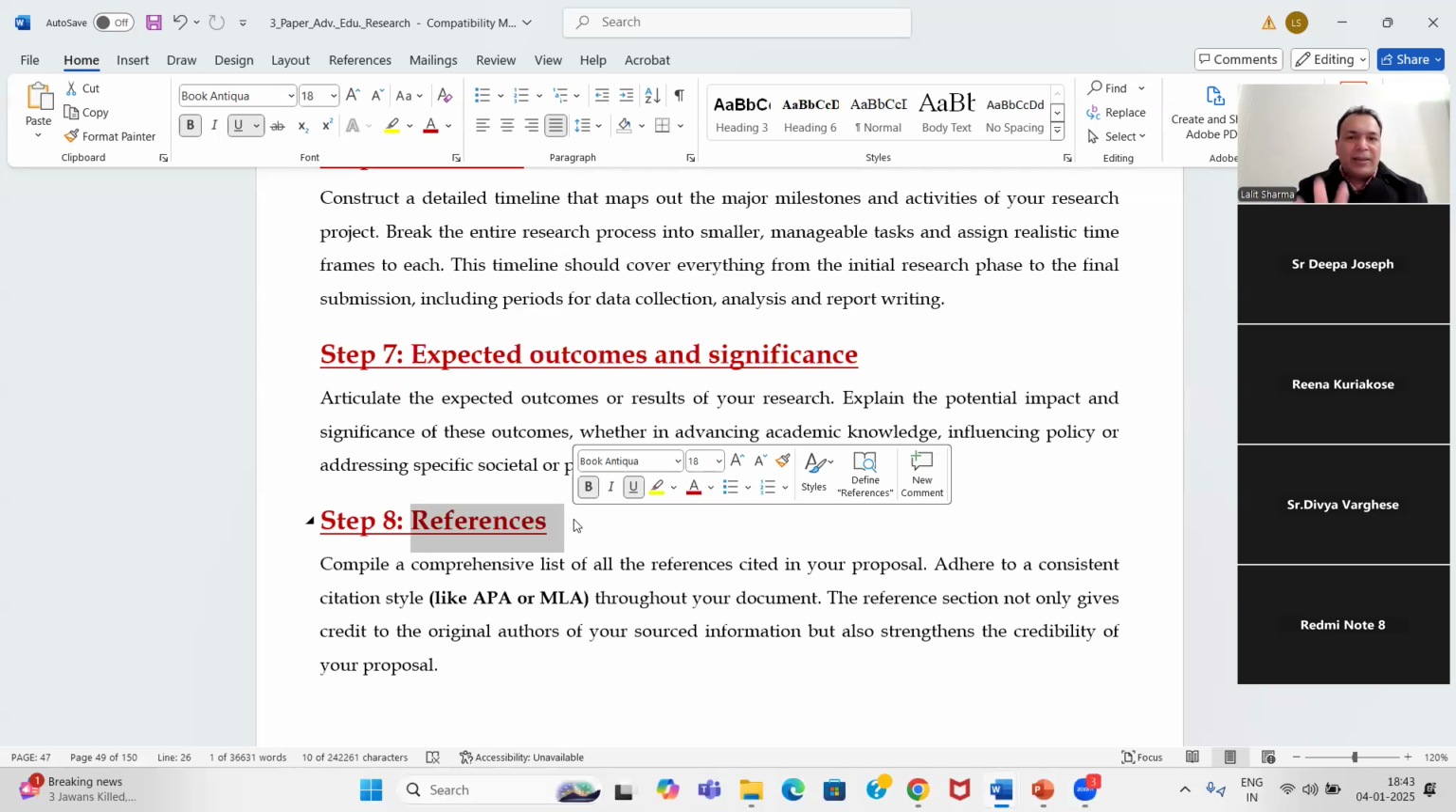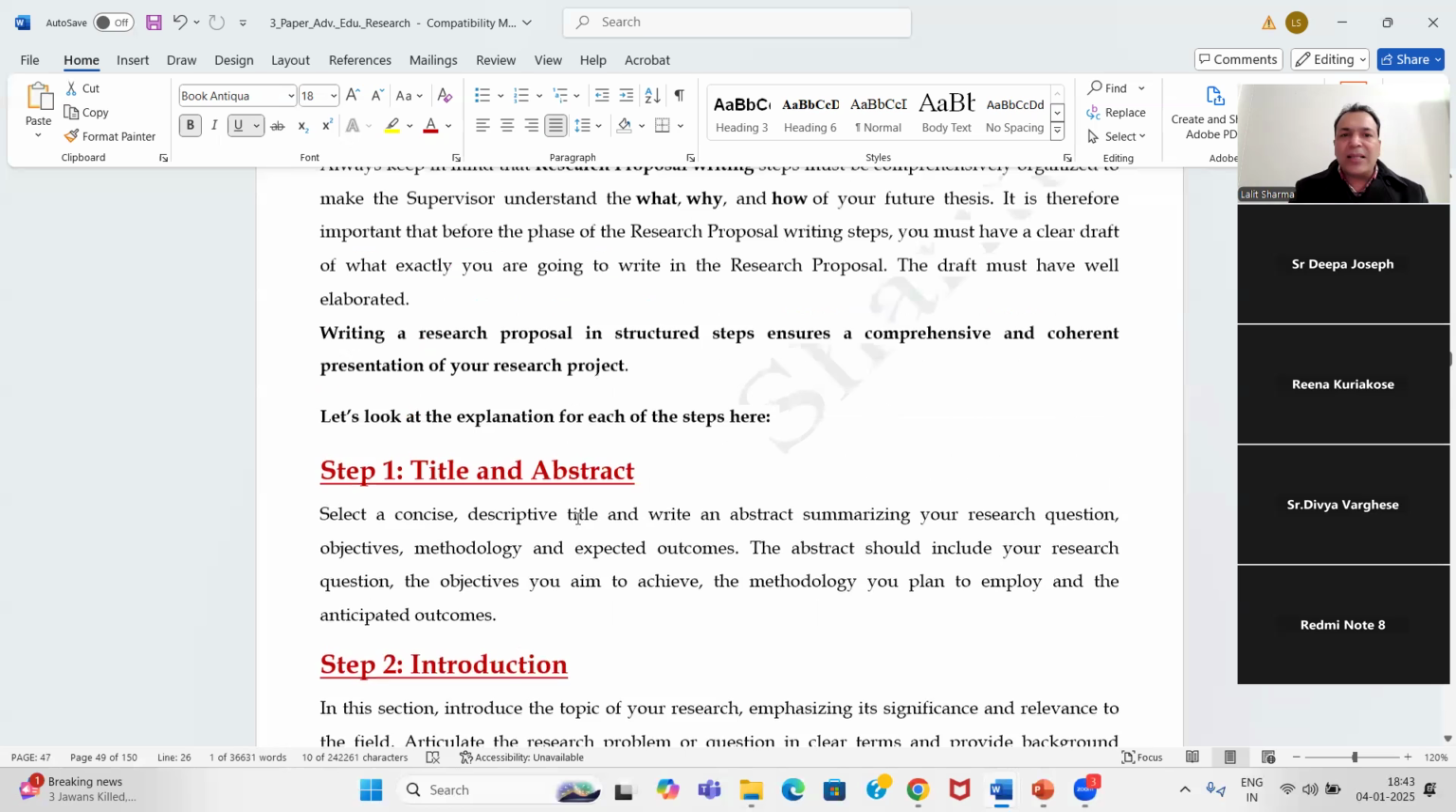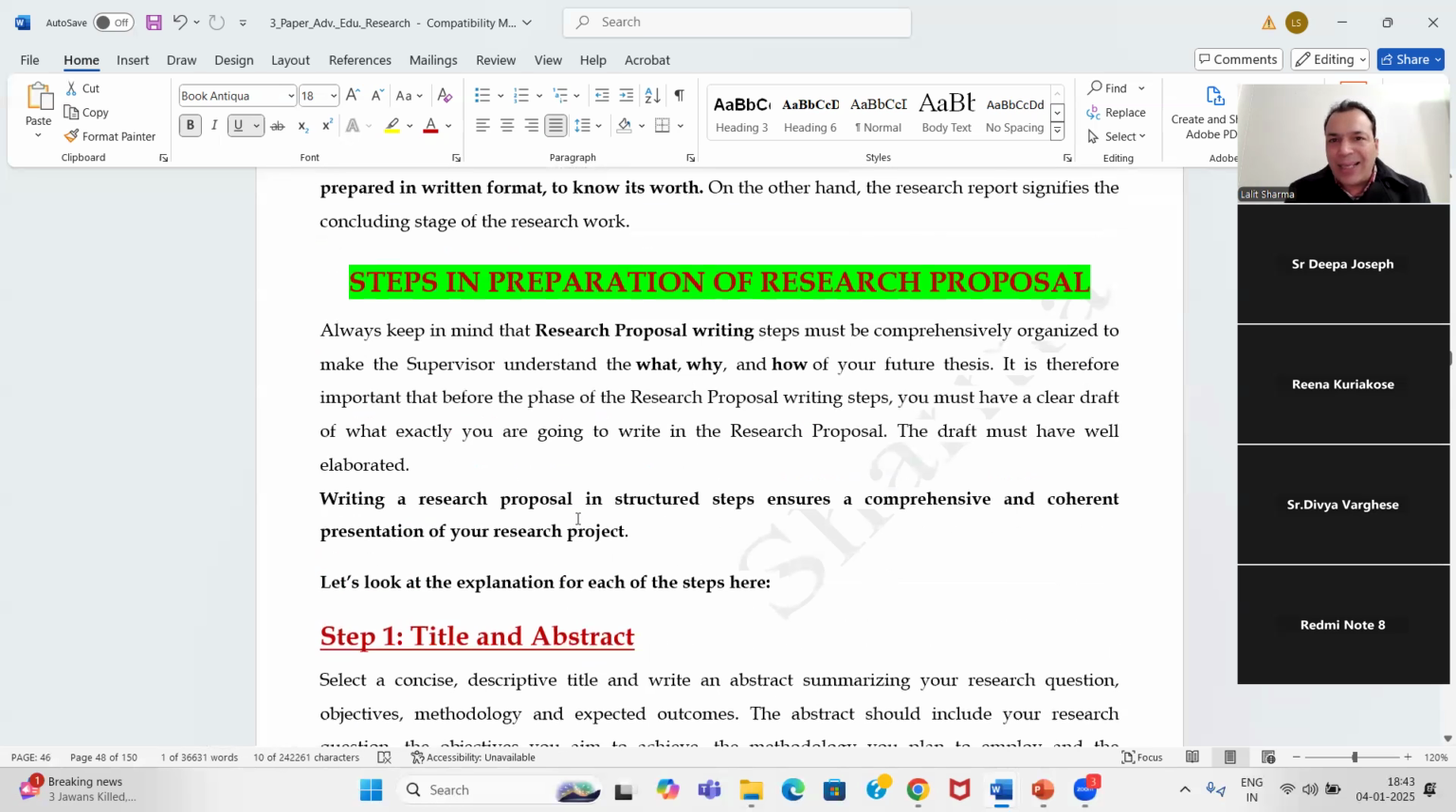Here, this is a roadmap which you are submitting to the university and telling the university, sir, this is my topic. These are my literature review. These are my research objectives. These are my timelines. These are my delimitations of the study.